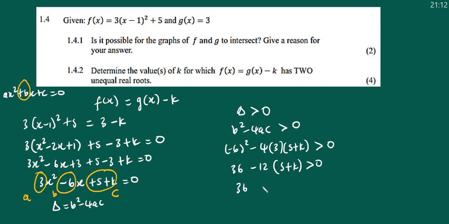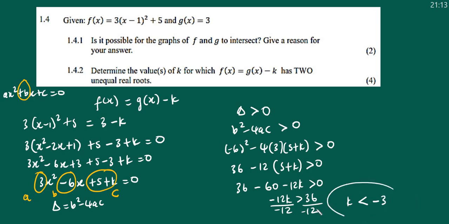And then you have 36 minus 60 minus 12k is greater than 0. When you solve this, it should give you minus 36. You can take it to the other side, so that is positive 36. Divide by -12, that means k, remember you divided by a negative number, so k changes the sign. 12, 24, 36, so k must be less than -3. Yeah, 36 minus that is -36, right?